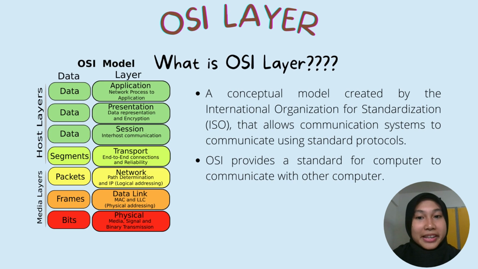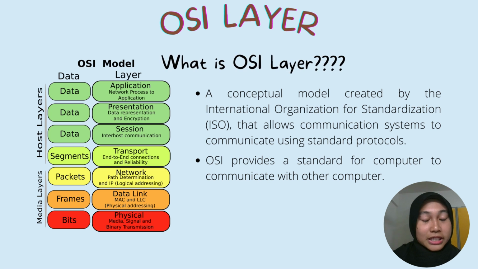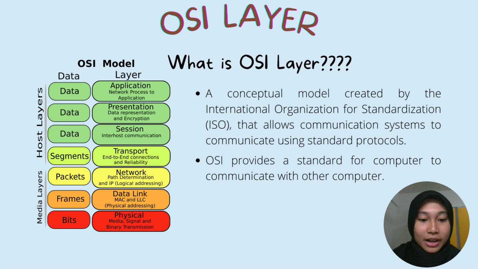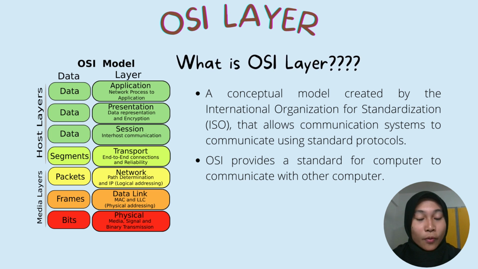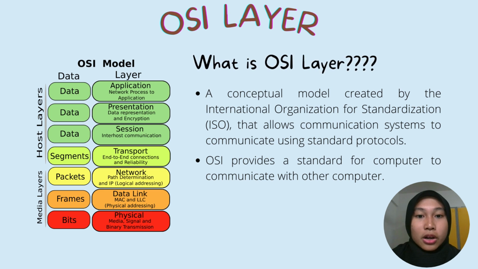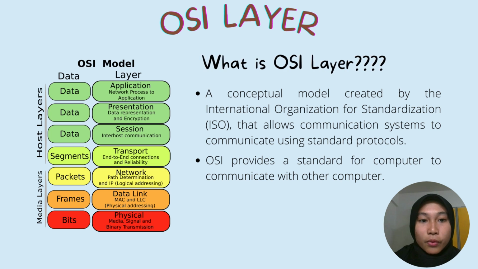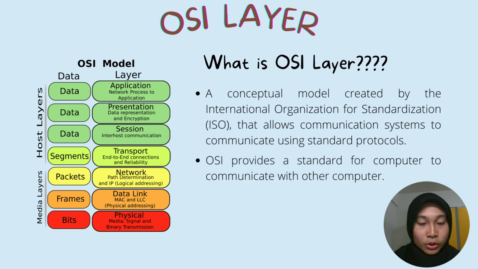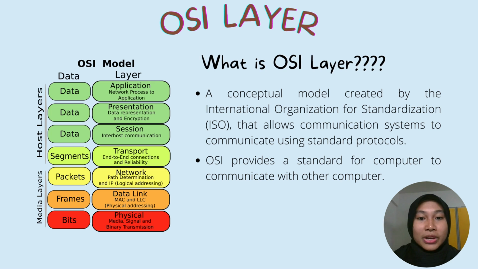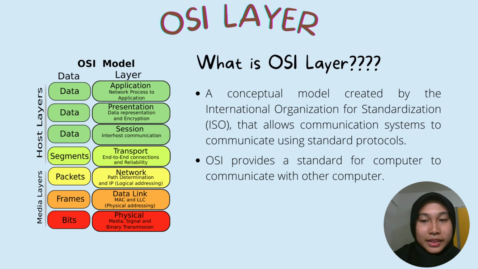What is the OSI layer? The Open System Interconnection (OSI) model defines the 7 layers through which computer systems communicate over a network. It is a conceptual model created by the International Organization for Standardization (ISO) that allows communication systems to communicate using standard protocols. OSI provides a standard for computers to communicate with other computers.